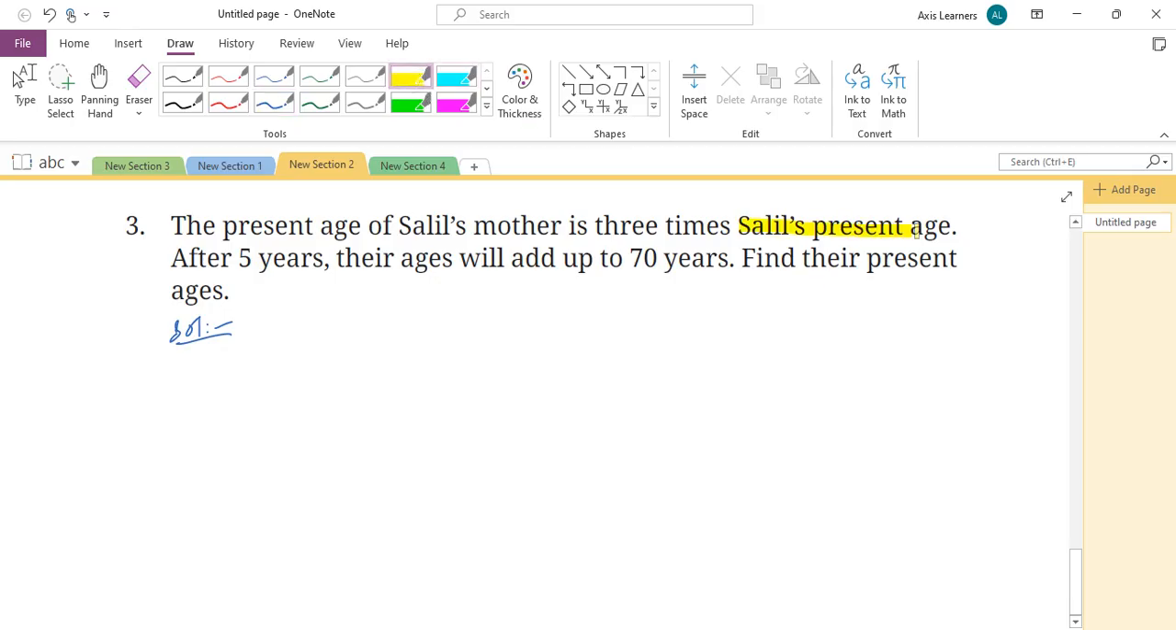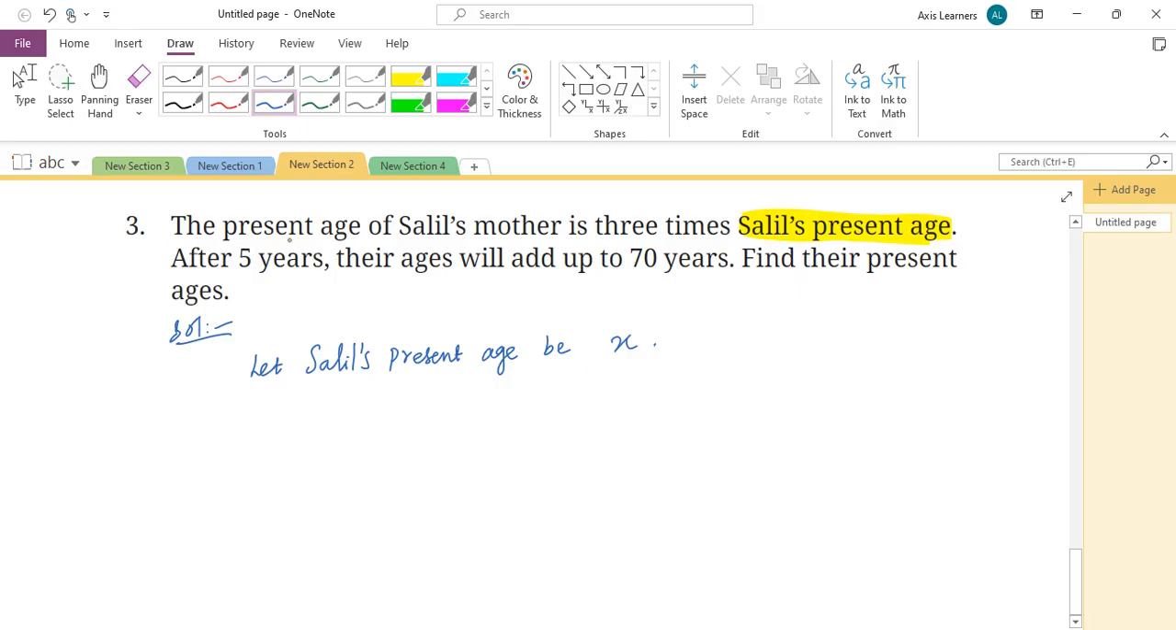Okay, so I am going to take this as x. We can take this also, but if you take this one, we will get the answer in simple terms. Okay, let Salil's age be x. Now we had given one variable, we assigned one variable for Salil's age.